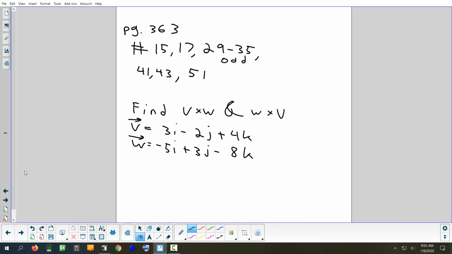All right, so homework. Most of it's in the book on page 363. But for the last two questions, I want you to find V cross W and W cross V, just like we did in the notes. And those are the two vectors.